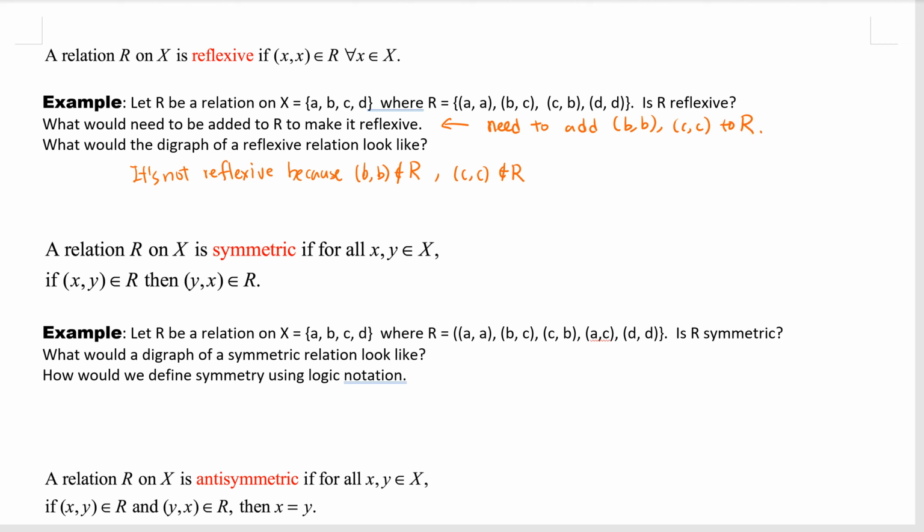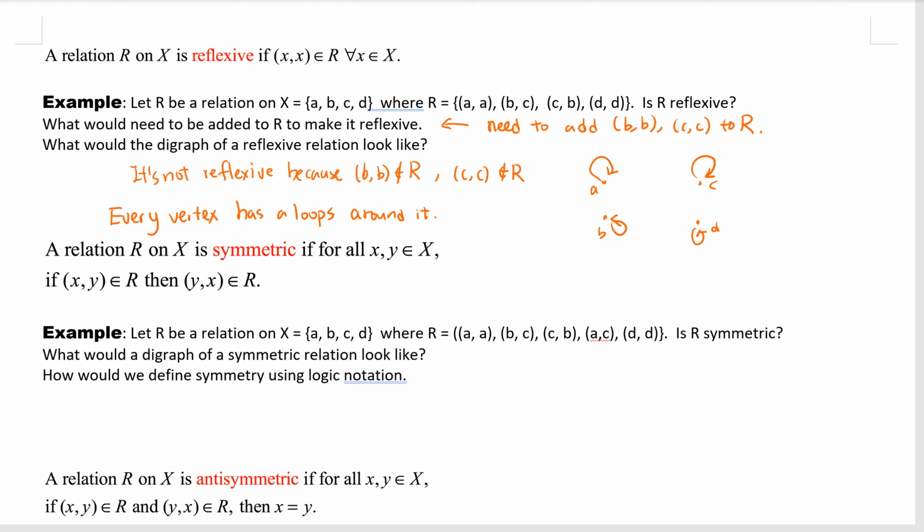What would the digraph of a reflexive relation look like? Well, if we have 4 points and it's reflexive, then we require each point, or every vertex, to have a loop around it. So these are the properties of the digraph of a reflexive relation.